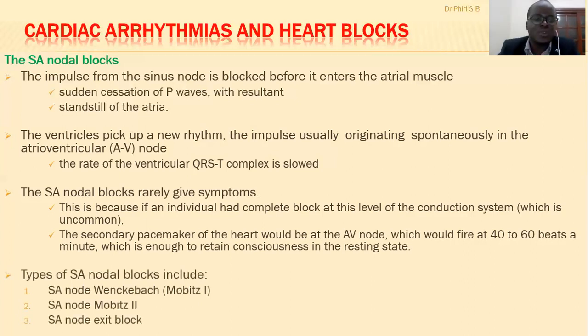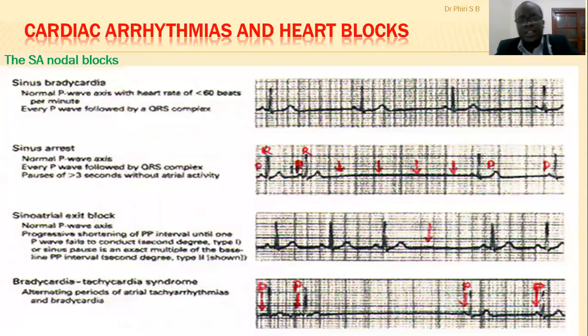So there are different types of SA node blocks that would include SA node Wenckebach, so Wenckebach type 2, type 1, SA node Mobitz type 1. So the SA node Wenckebach, this is Mobitz type 1. Then you have SA node Mobitz type 2, then SA node exit block. So in this diagram, you'll be able to appreciate what will happen to the ECG tracing.